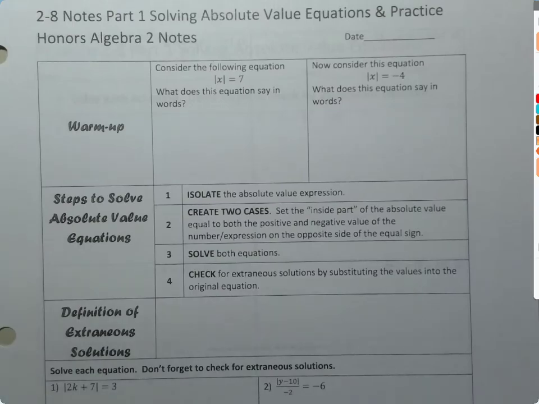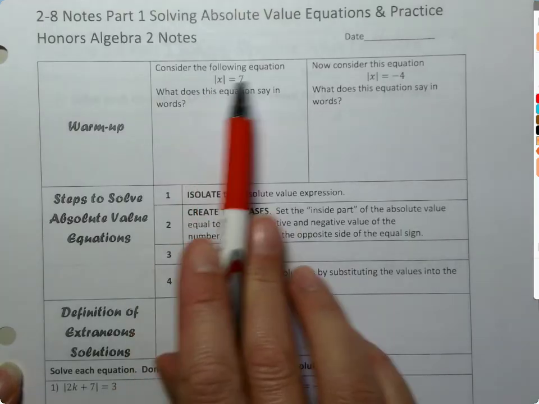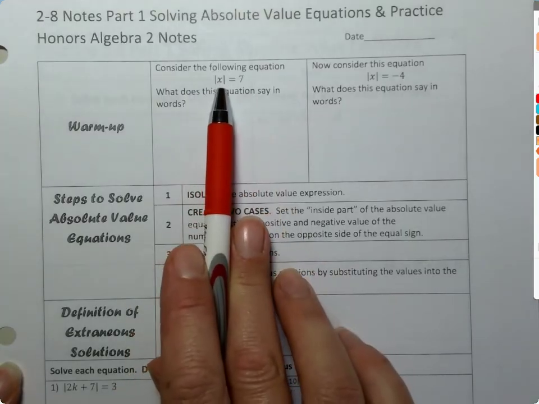We are looking at 2-8 notes part 1, and we are solving absolute value equations. The next section will be solving absolute value inequalities. So when I ask you to consider the following equation, what are these bars around the x?